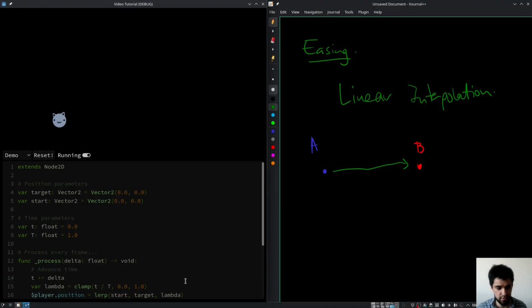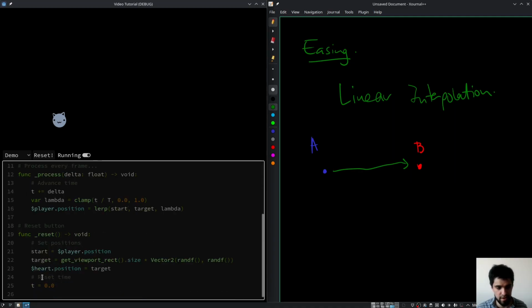And so how does linear interpolation work? We have my time parameters, t, big T. We reset t every time we press the reset button, and we advance time every frame. We advance the time by the difference in time between frames. And then we find our lambda parameter. In the case of linear interpolation, that goes from 0 to 1, and like half would be halfway between the different points. We get this lambda parameter by just dividing t by big T and clamping it between 0 and 1.